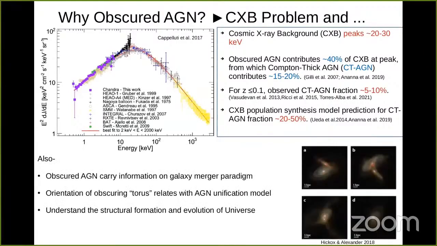Now, along with this issue, we know that obscured AGN is a phase in the picture of the galaxy merger paradigm and carries information about the host galaxy environment. Also, the orientation of the obscuring medium, which is commonly known as the torus, connects with the AGN unification model. So overall, studying obscured AGN helps us to understand the structure formation and evolution of the universe, along with dealing with the CXB problem.